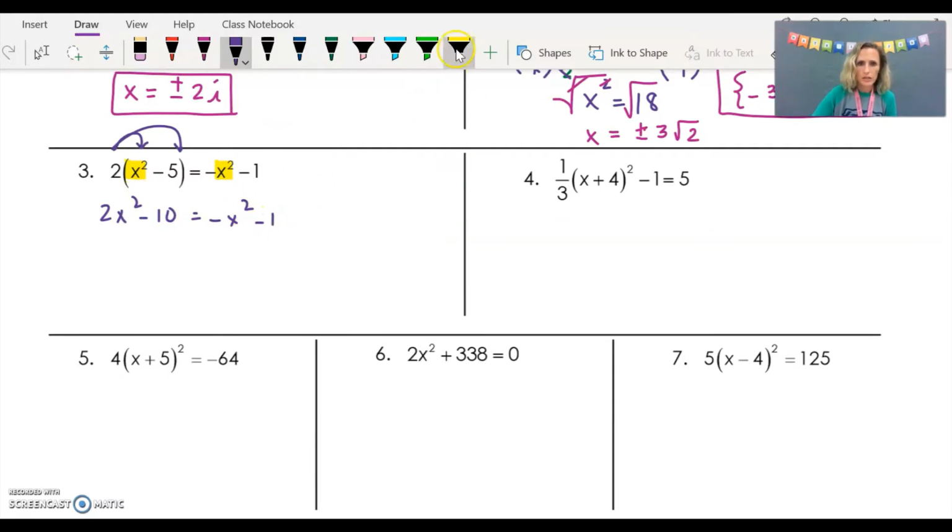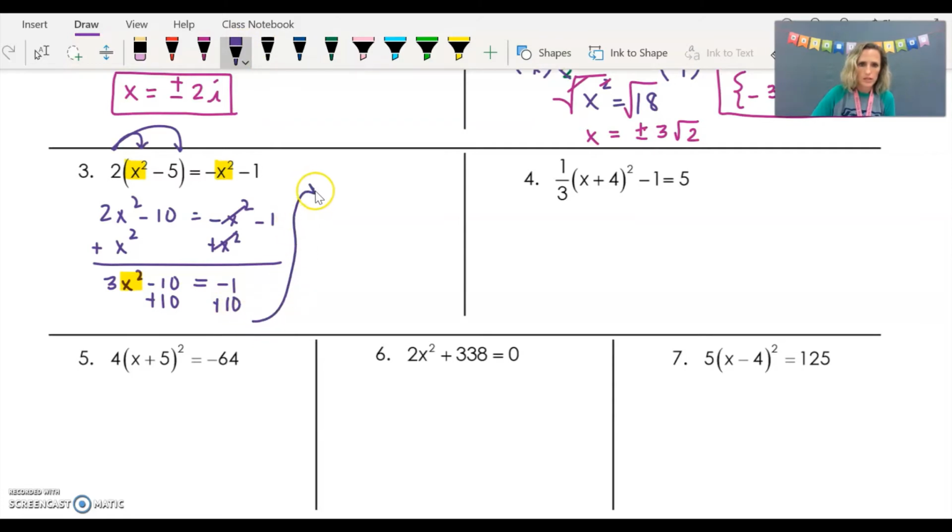So now I still have the x squareds on opposite sides, and I want to add this x squared to the other side so those x squareds can be together. So now I have 3x squared minus 10 equals negative 1. My goal now is to isolate this x squared by itself, so I'm going to add 10 to both sides of the equation. That's going to give me 3x squared equals 9. Now I'll divide by 3, and that gives me x squared equals 3.